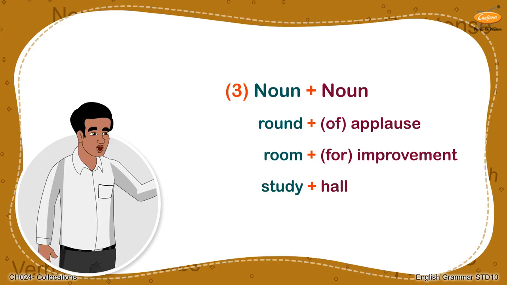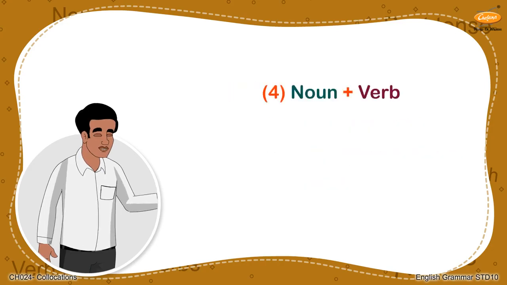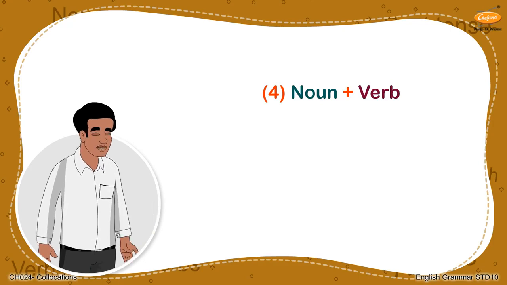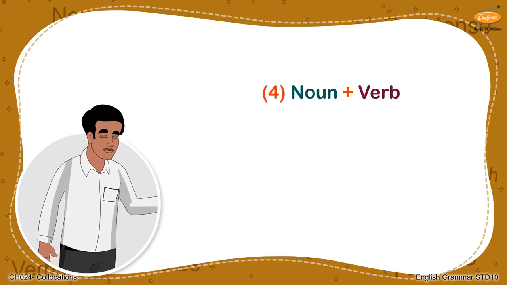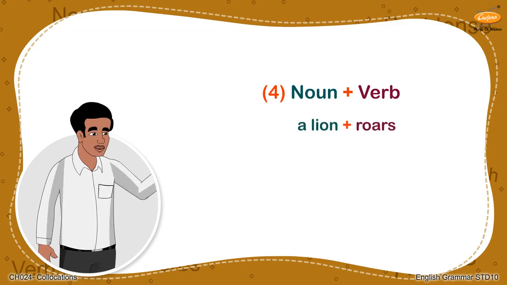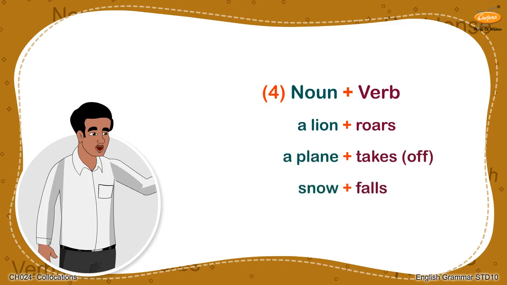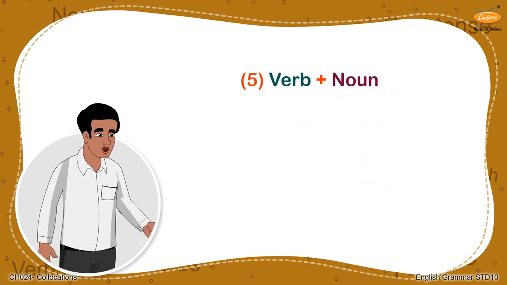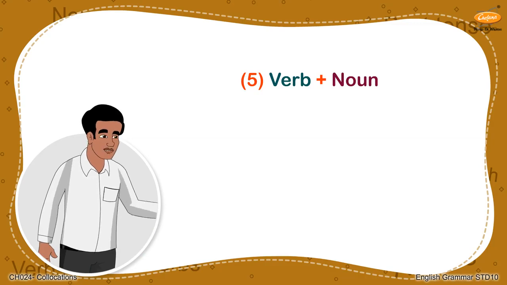Another way of forming collocations is by combining a noun and a verb. Some nouns go together with specific verbs only in a given context, which is what makes them collocations. For example, a lion's roar, a plane takes off, snow falls. Different collocations can be formed by swapping the position of the noun and the verb.